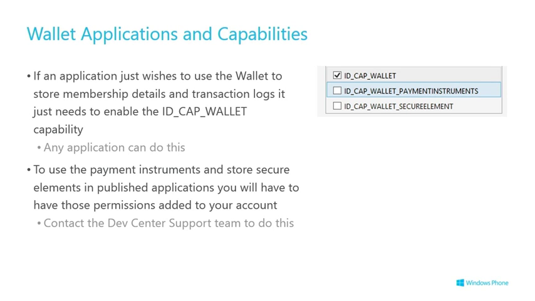We have a capability, and you've got to check the checkbox for the wallet capability in order to do this, or it's not going to work for you. For simple membership cards, you only need the top one there, the ID Cap wallet, but the other ones are for micropayments, that kind of stuff. If you want to do that, you need to contact the Microsoft support team behind dev.windowsphone.com, because you need to have special arrangements set up.